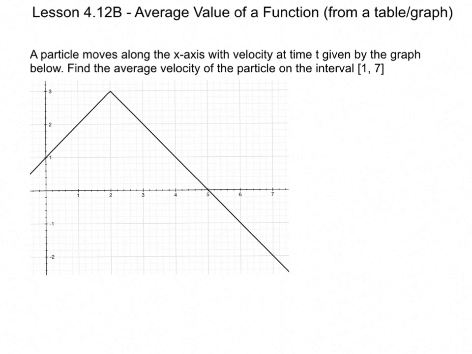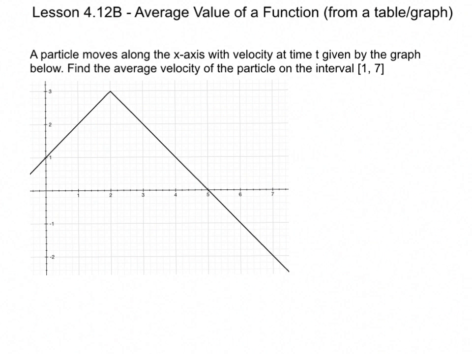Okay, so some particle moves along the x-axis with a velocity at time t given by the graph below. Find the average velocity of the particle on the interval from 1 to 7. So I'm also introducing one other new thing here, and that is to say if they ask you to find the average velocity, it basically means find the average value of the velocity function. So because this is a graph of the velocity function, all I have to do is find the average value of this function, right?